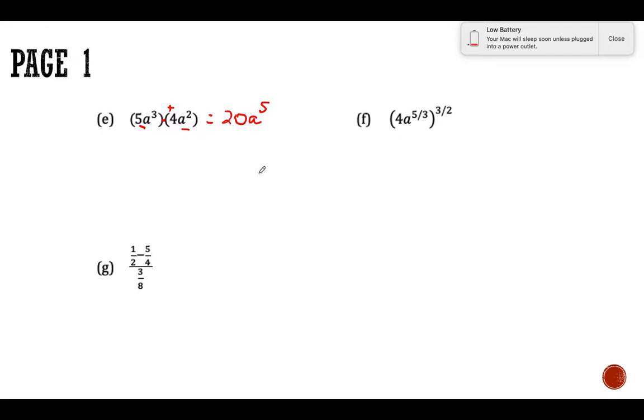Here is the case where you only see the base once. I see 4 once. So write 4 down and multiply the exponents. And the exponent of 4 is 1, and 1 times 3 halves is 3 halves.